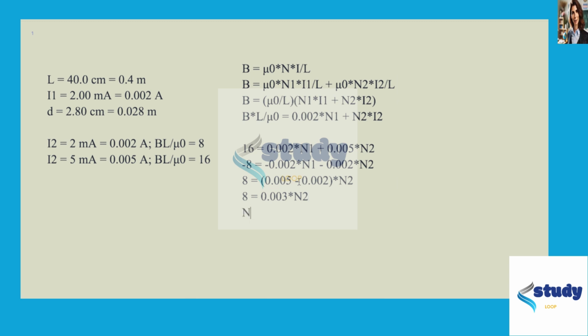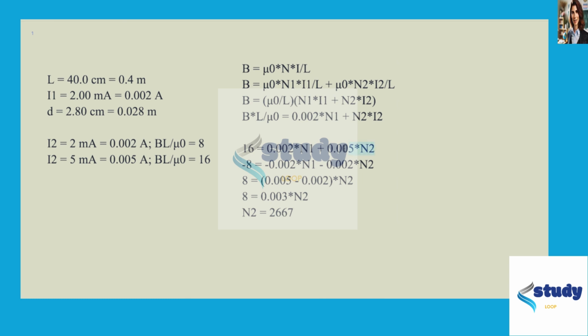And when we solve for that, that's going to give us n2 is 2,667. I'm rounding up because it doesn't really make sense to say that there's a fractional number of turns. So I'm just going to say that this is 2,667 here, so that we don't have to deal with fractional numbers of windings. So now we have n2.